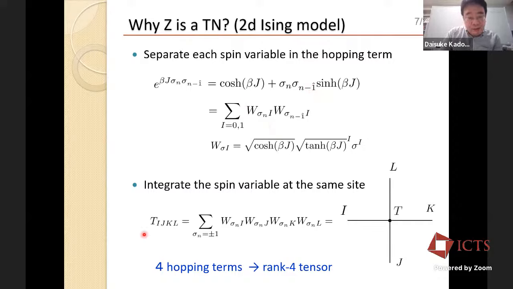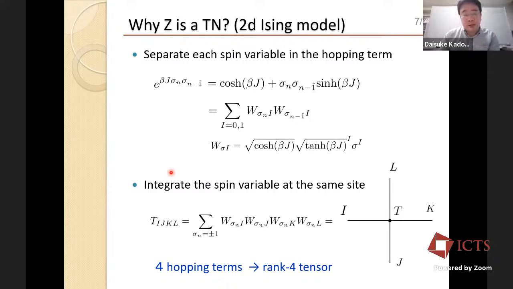Applying this decomposition to all the hopping terms, the partition function is expressed as a product of W. And defining this tensor, the partition function is expressed as a product of tensors, and the new index I is shared by 2 W's, meaning I is shared by 2 tensors. And the new index I is contracted by this summation, so the partition function is expressed as a tensor network, okay? And so the partition function of the two-dimensional Ising model can be expressed as a tensor network.